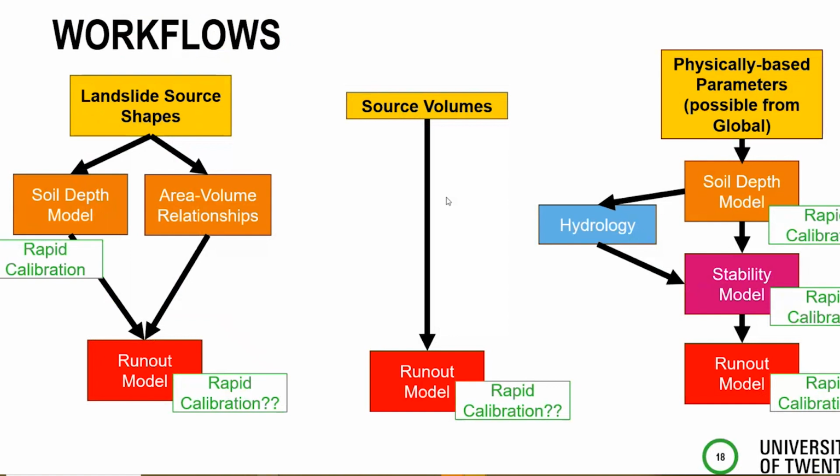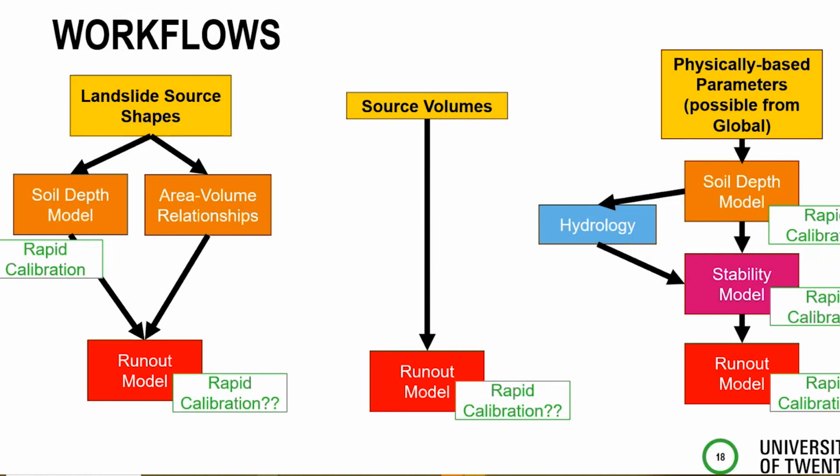Do you want to start with physically based parameters, basically from scratch, do your soil depth model, perhaps include some hydrological things, stability, and then runout? Maybe you only have source volumes and you just want to look at runout. That's an option. Or maybe you have landslide source shapes, or maybe you made your own data-driven landslide susceptibility map and you want to feed that into the model. That's an option as well.